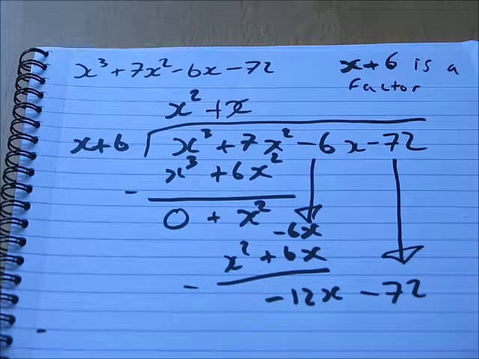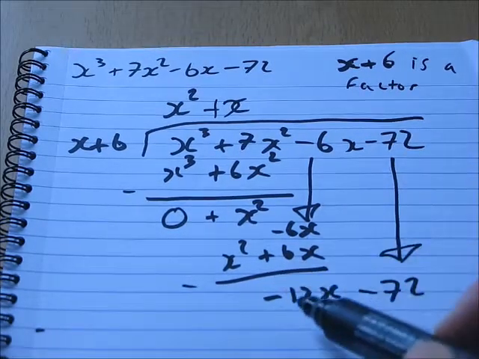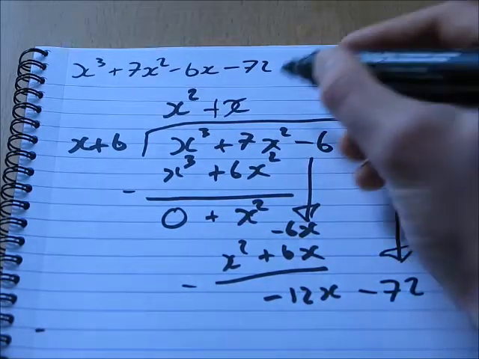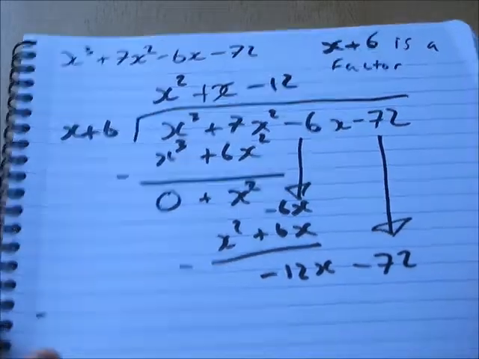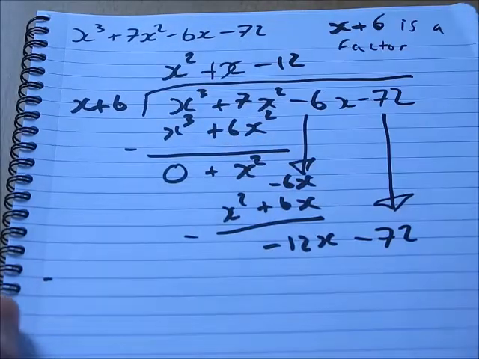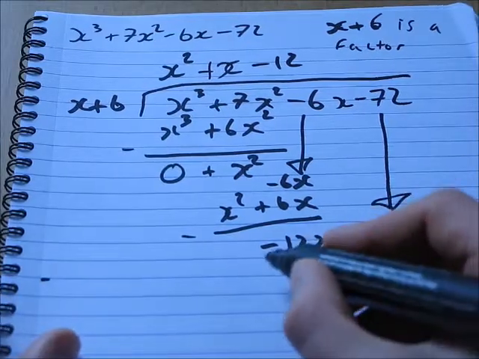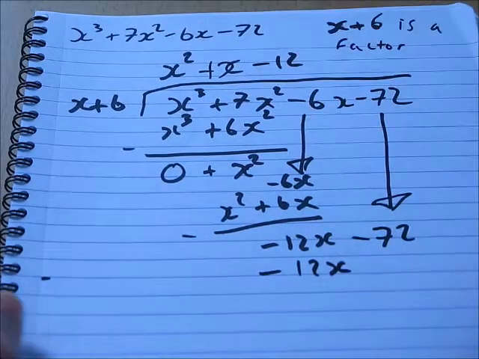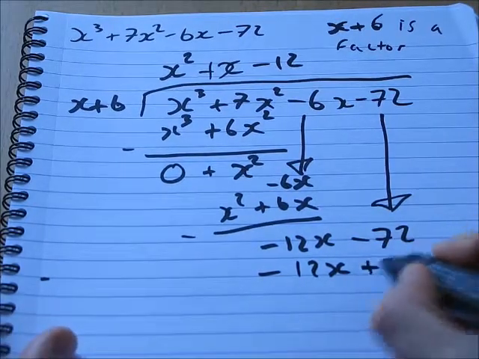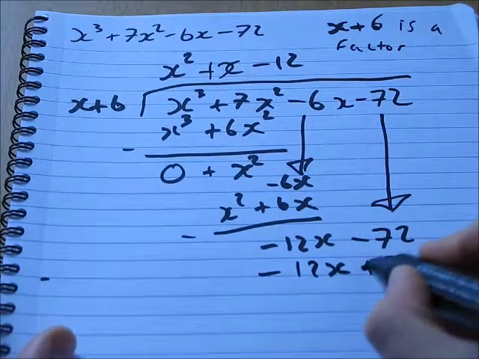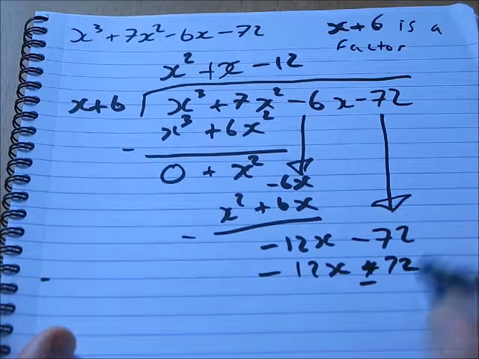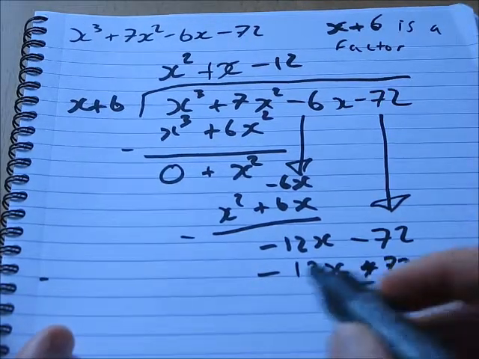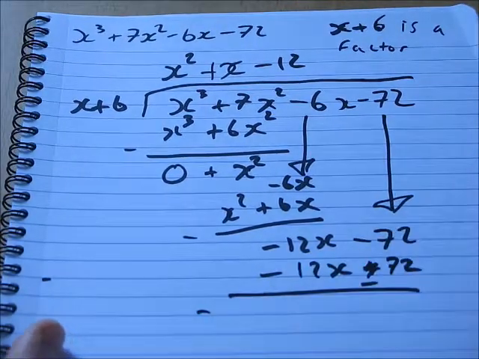Same thing, you can probably imagine what you do. You're going to do minus 12x divided by x, which is minus 12, and then you're going to times minus 12 by x plus 6, and that's going to give you minus 12x plus minus 12 times 6 is minus 72. Hope that's clear.